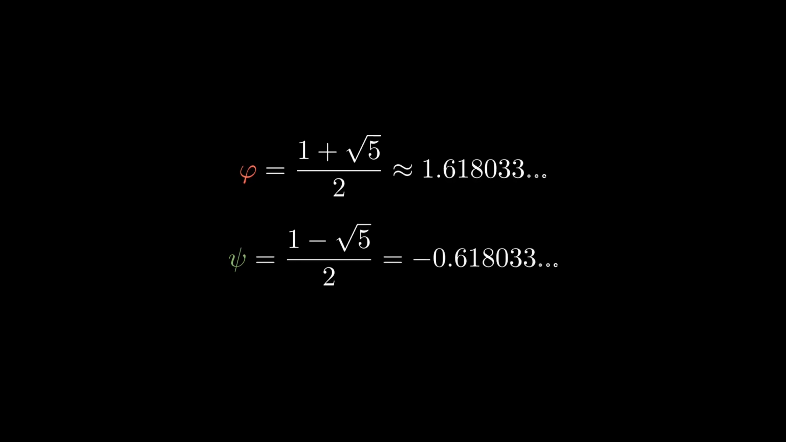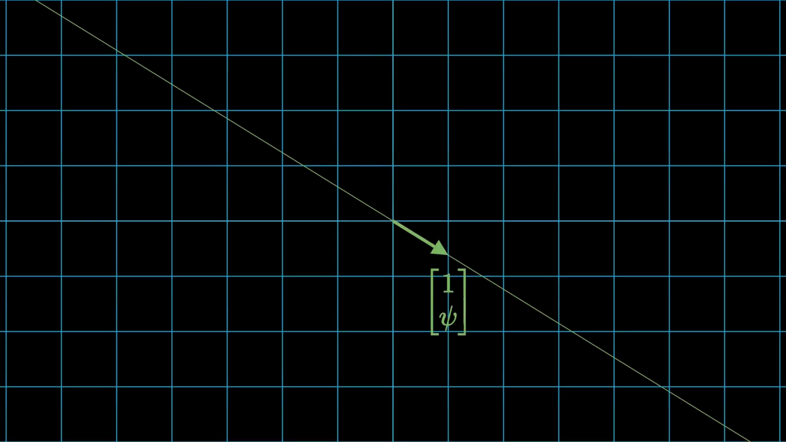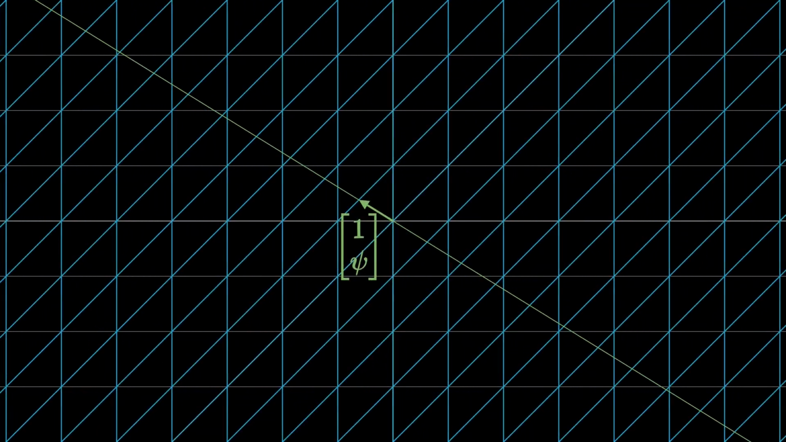Now you will encounter the two special numbers from the beginning again. The first vector has coordinates 1, psi, and its eigenvalue is psi, meaning after the transformation it gets squished by its value. The second vector is 1, phi, and its eigenvalue is phi.